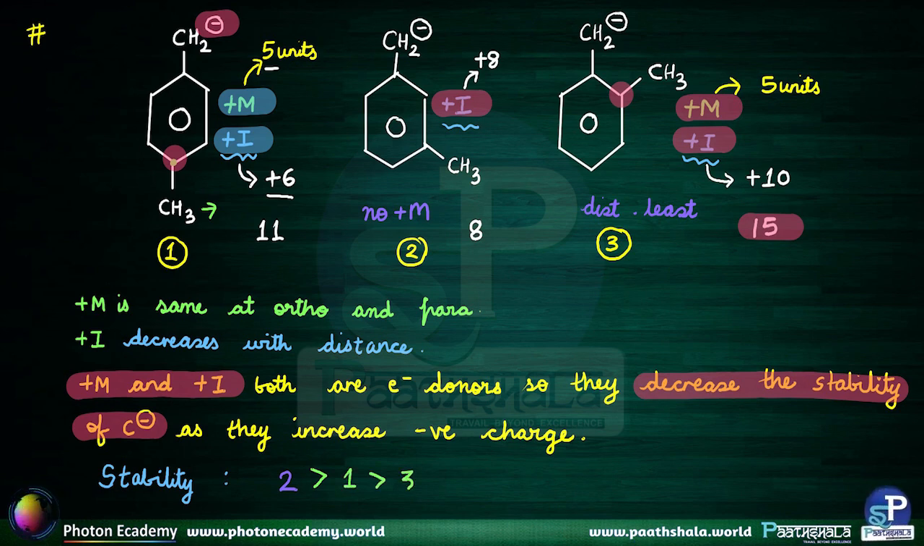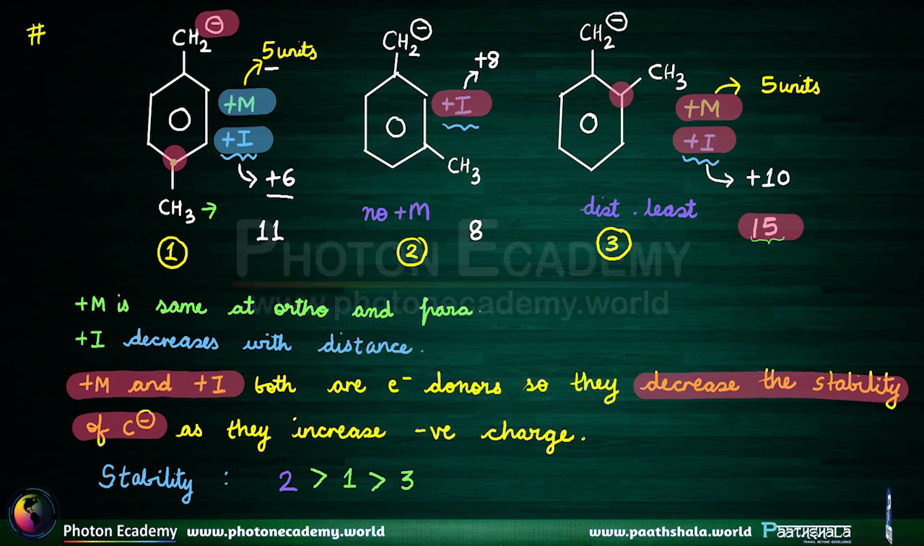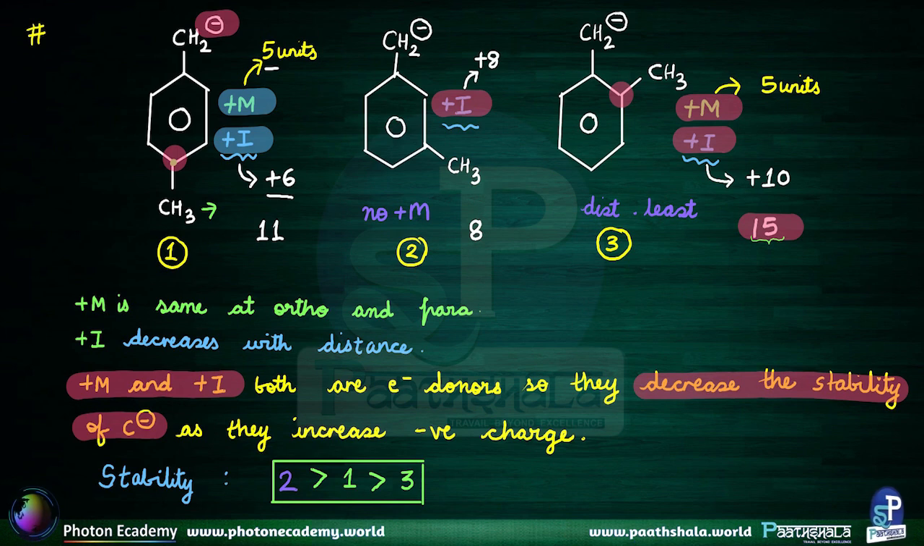So notice how, by deciding on little figures ourselves, we have got the answer to the question just by deciding how the electron contribution will be occurring when we give them numbers. So I've got the stability order: the second one is winning the race, followed by the first one and the third one. This is the order of stability.